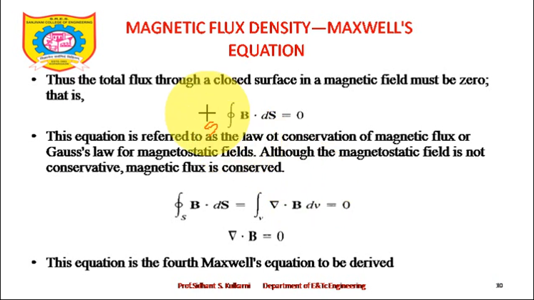If that is so, I am talking about magnetic flux. The closed surface integral of B bar dot dS bar is equal to 0. No flux will be radiated by this closed surface, or we cannot measure a flux over a closed surface, since a magnetic monopole does not exist; there will always be a source point and a sink point. This equation is referred to as the law of conservation of magnetic flux or Gauss law for the magnetostatic field. Although the magnetostatic field is not conservative, magnetic flux is conserved.